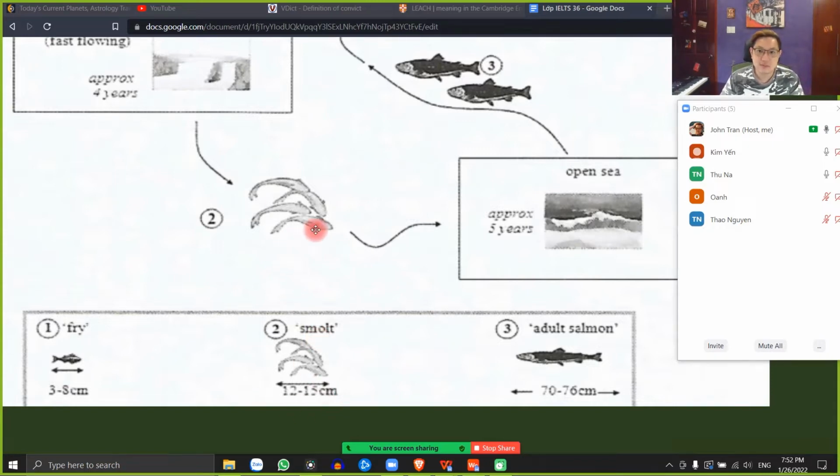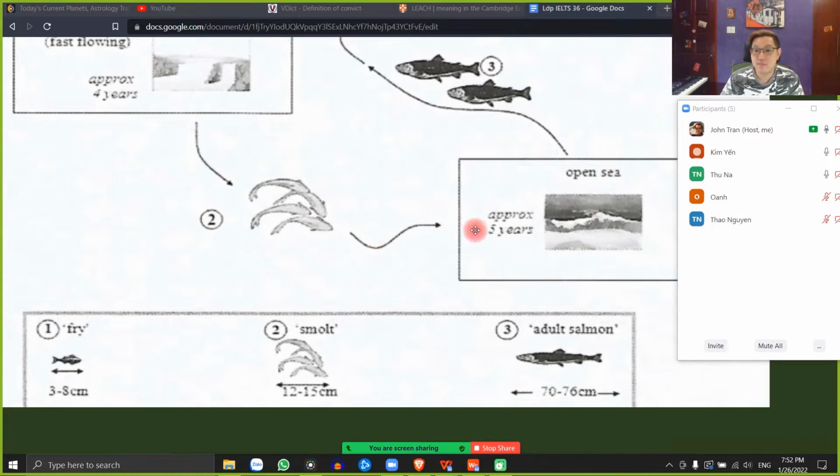And when they are smolt, they will eventually move to the open sea. So it means that they are no longer inside rivers, they are no longer confined in any space, they move to the open sea now, so they can just go everywhere they want.